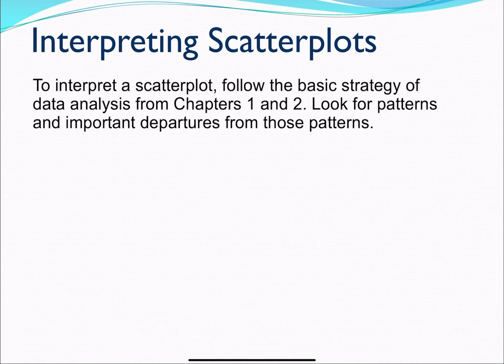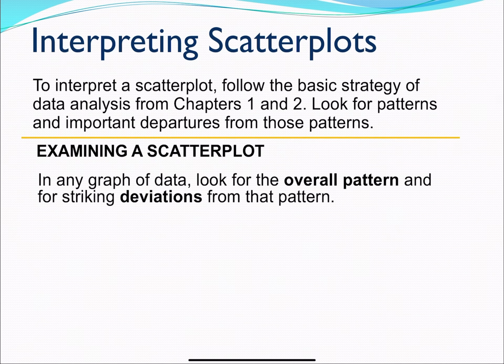So how do I interpret this scatter plot now that I've made it? We're going to look at some basic data analysis strategies from chapters 1 and 2. What we really want to do is look for patterns and trends. In any scatter plot, we're looking for the overall pattern or any striking deviations from the pattern. Deviations mean values that are far away from the pattern. You could also think of that as outliers, be those positive or negative outliers.